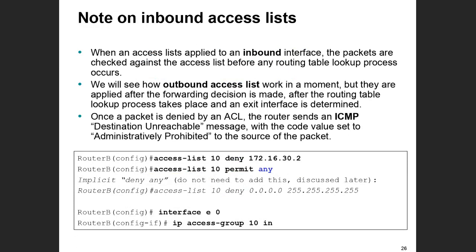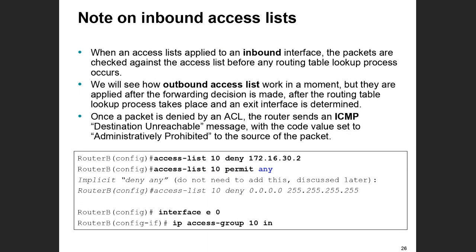So when an access control list is applied to an inbound interface, the packets go into that interface, and before they're allowed to proceed to the routing table lookup process and be assigned an outbound interface, an egress interface, first of all, the packets are going to be checked against the access control list. Then we see if they're going to survive the trip through it. If they're denied for any reason, the packets are immediately dropped. They don't proceed to the routing table lookup process.